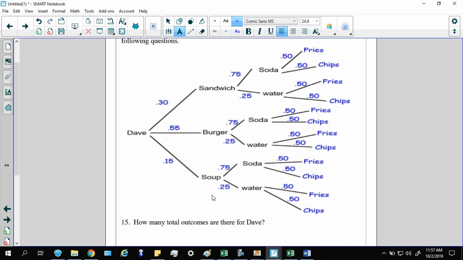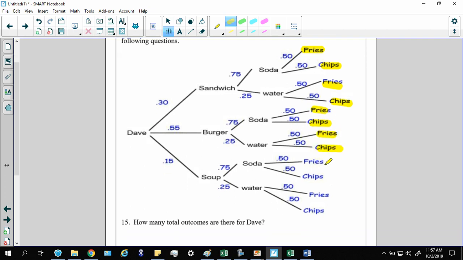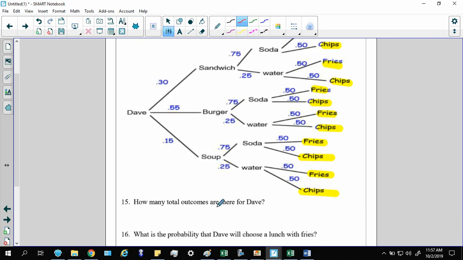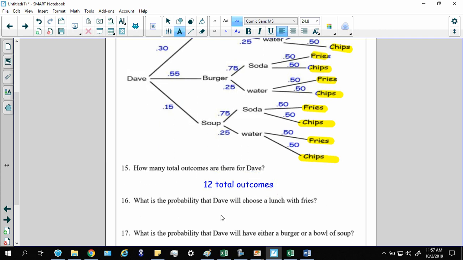All right, so how many outcomes are there for Dave? Now, you can go through the tree, or you can just look at the tail end. What I mean by that is the final branches. 1 branch, 2 branch, 3, 4, 5, 6, 7, 8, 9, 10, 11, and 12. There's 12 final branches. There's going to be 12 total outcomes.